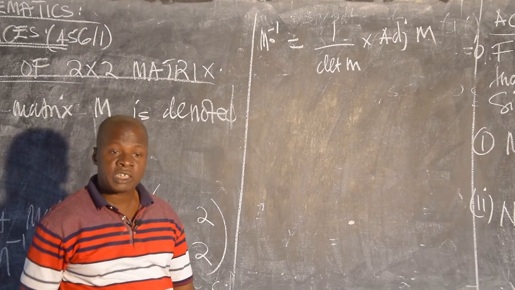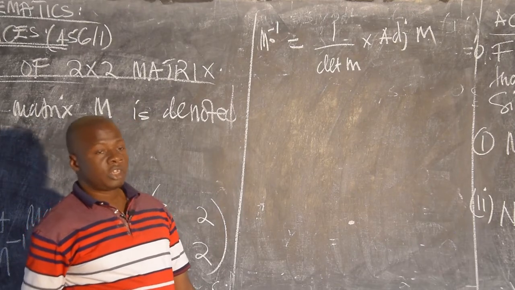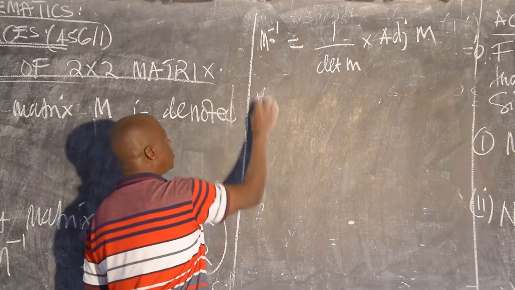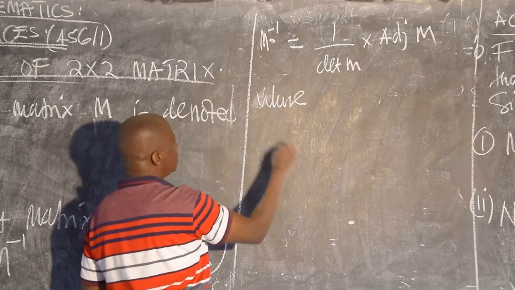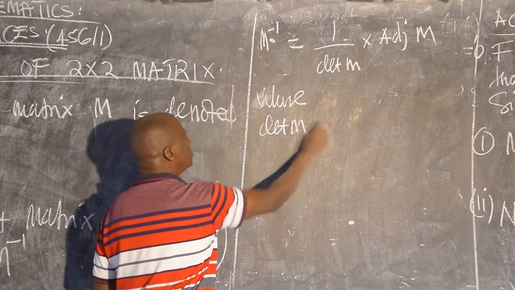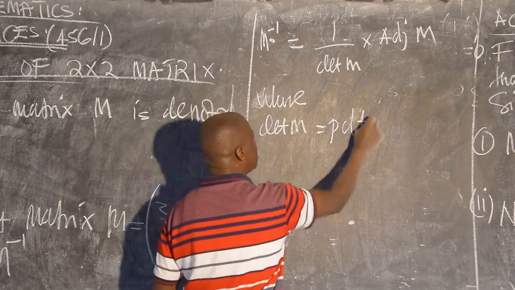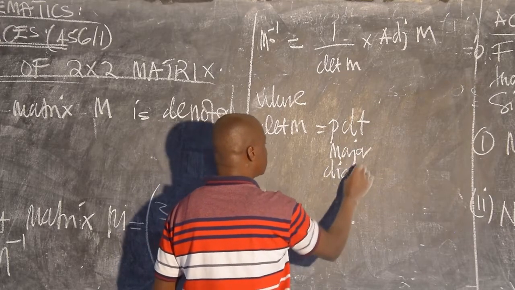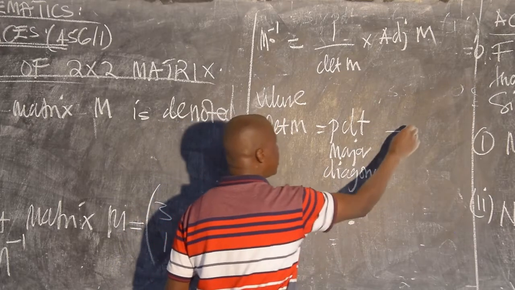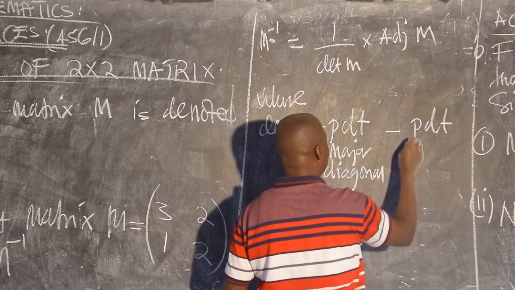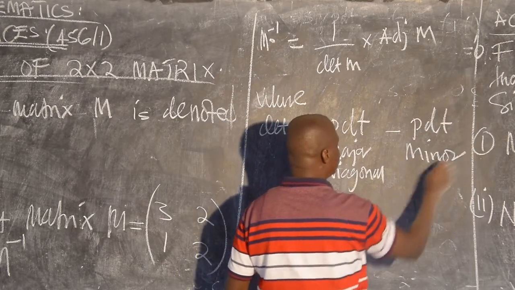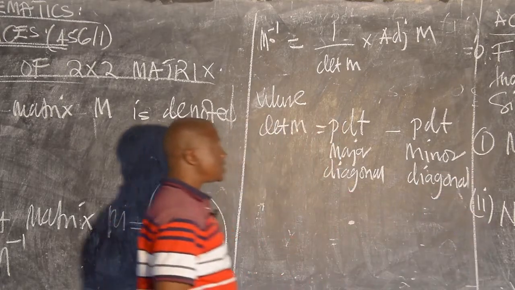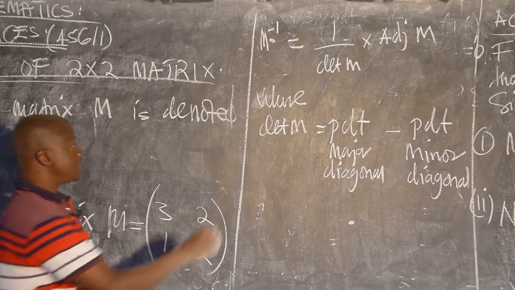We had covered how to find the determinant. Let us recall. Determinant M is the product of the major diagonal minus the product of the minor diagonal. That's how we get the determinant.